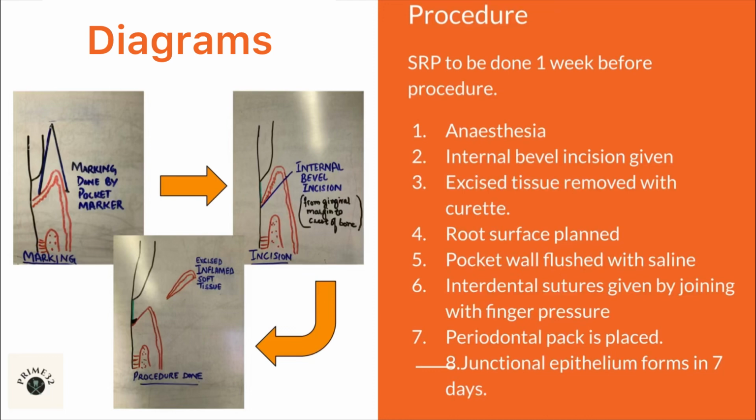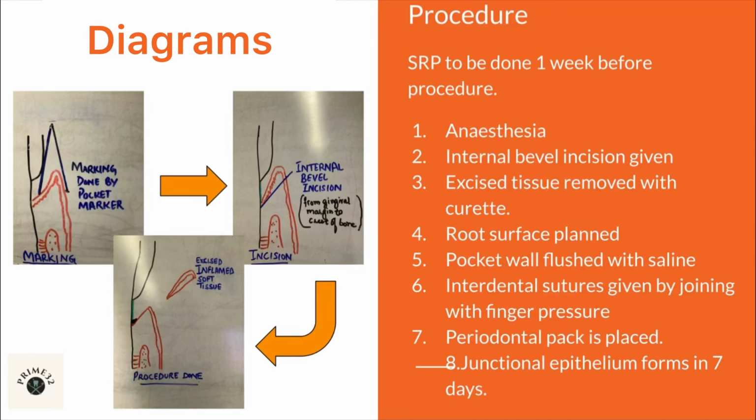Then with the help of a BP blade or knife, an internal bevel incision is made. The incision is made from the margin of the free gingiva apically to a point below the bottom of the pocket. This horizontal incision is given buccally and lingually around the tooth. The intention is to cut the inflamed connective tissue wall around the tooth and take out the damaged and detached part.